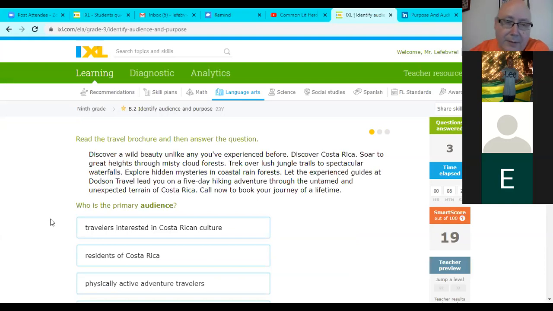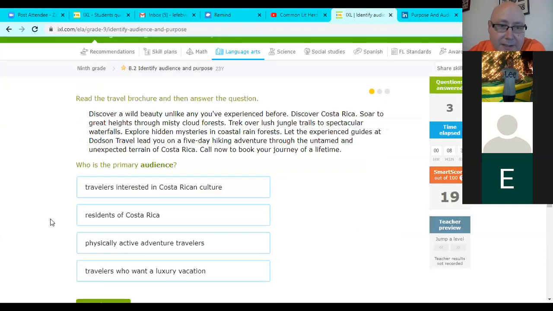All right, let's try a new one with new text. Discover a wild beauty unlike any you've experienced before. Discover Costa Rica. Soar to great heights through misty cloud forests. Trek over lush jungle trails to spectacular waterfalls. Explore hidden mysteries in coastal rainforests. Let the experienced guides at Dodson Travel lead you on a 5-day hiking adventure through the untamed and unexpected terrain of Costa Rica. Call now to book your journey of a lifetime.